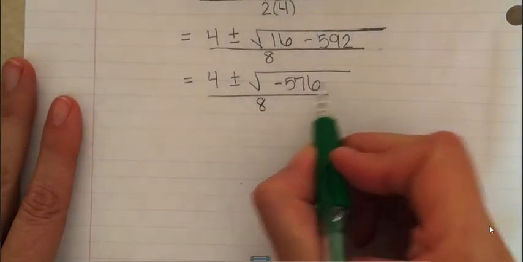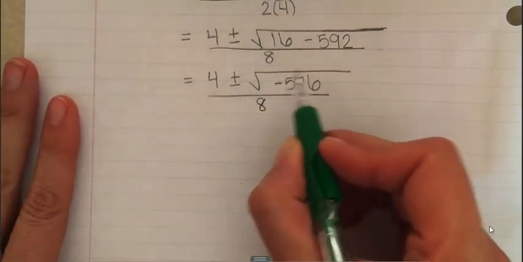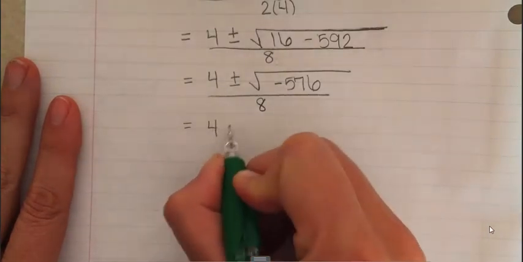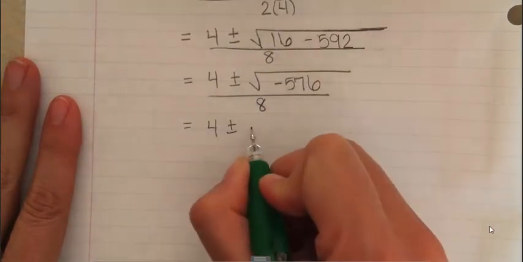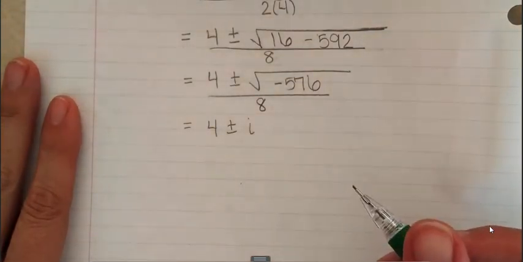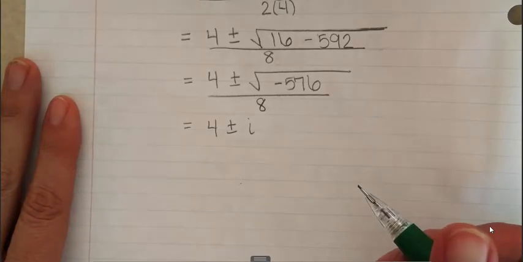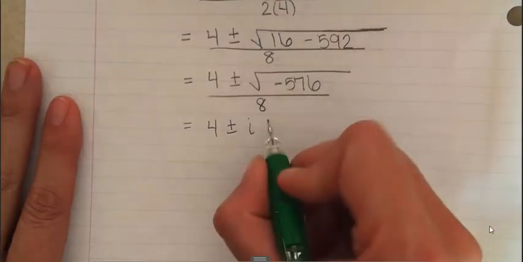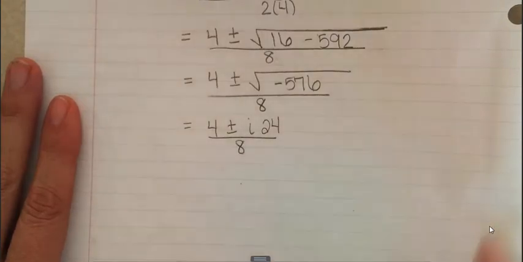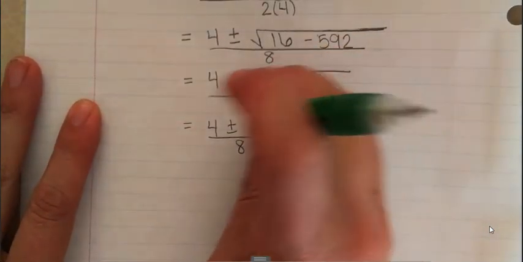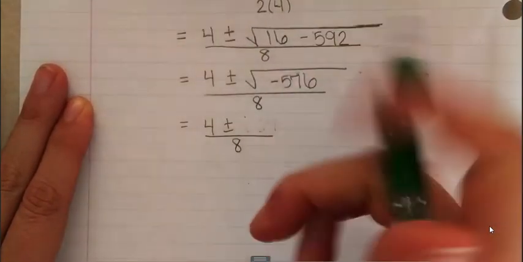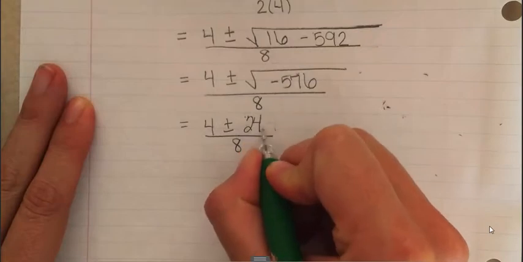Okay, and this is why we learned about complex numbers, because before then you could not take the square root of a negative, but now you can. So it's going to be 4 plus or minus, I know I'm going to have an i here. And then I need to think about what the square root of 576 is. And it actually is a perfect square. So it's going to be 24. And it might be better if I wrote this instead of i times 24, if I write it as 24i. It's a little bit more user-friendly that way.